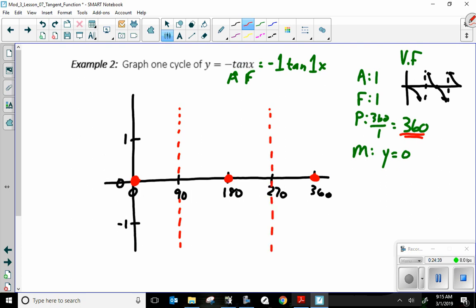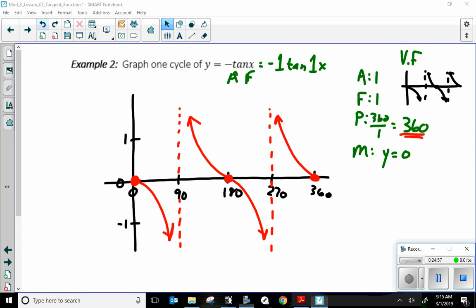And instead of going up to the right, this is flipped. I'm going down and to the right, down and to the right, up to the left, up to the left. There you go. That's full credit. If you sketch that for me on a test, that is full credit.